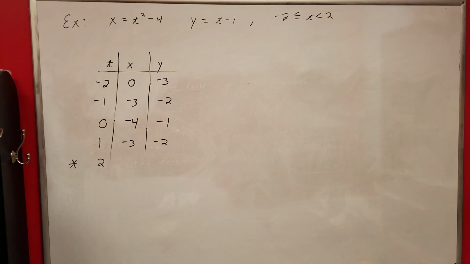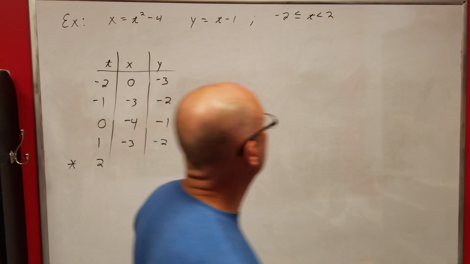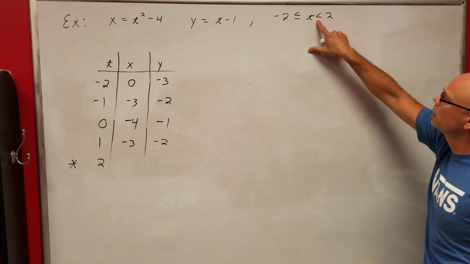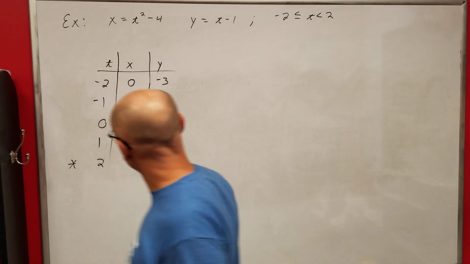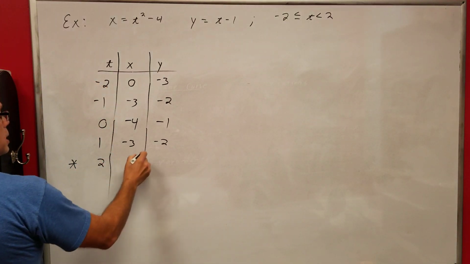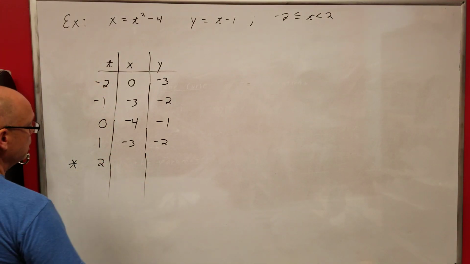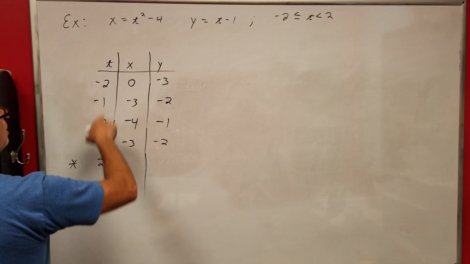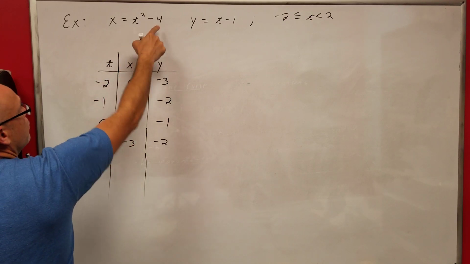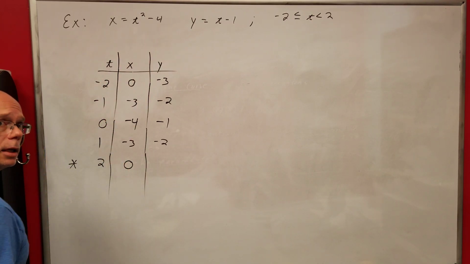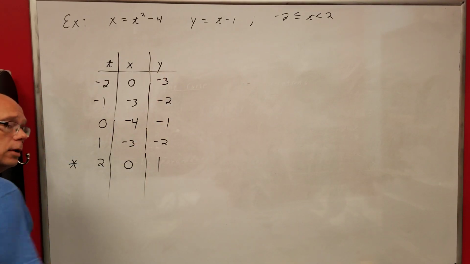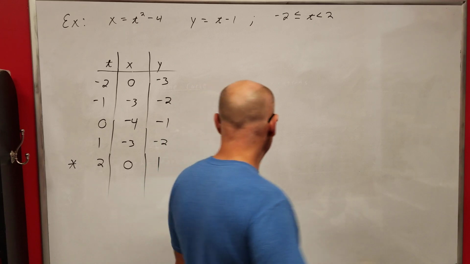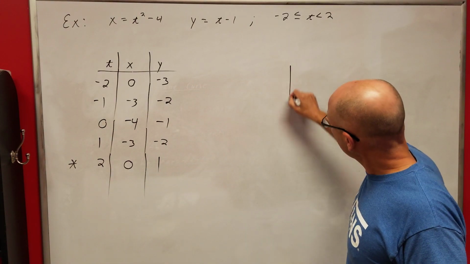And a t value of 2. Now I'm going to put a star by this one, because I can go up next to 2, but I cannot include 2 because there's no equal sign there. So that's why I put the asterisk, to know to look out for something right there. With a t value of 2, I have 4 minus 4 is 0 for my x value. And how about here? What's 2 minus 1? That'd be 1, right?